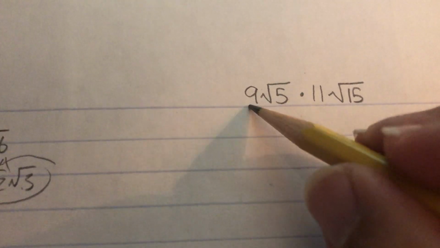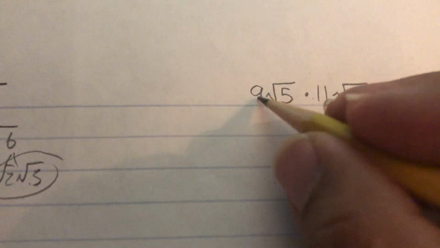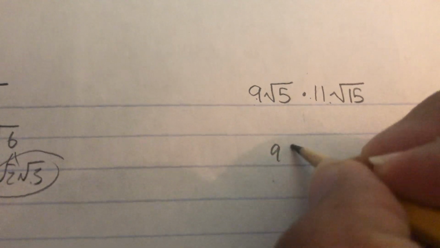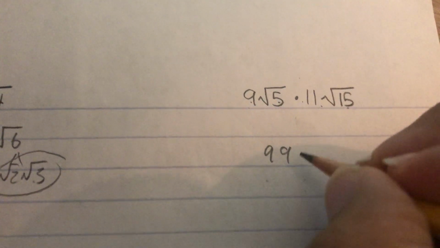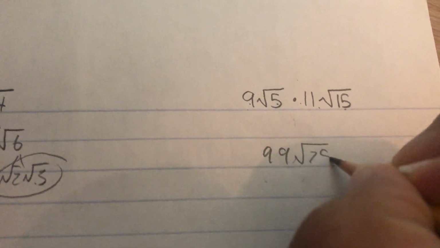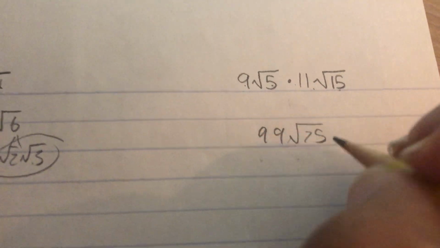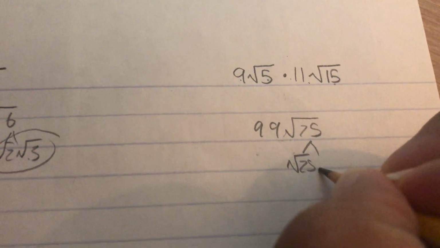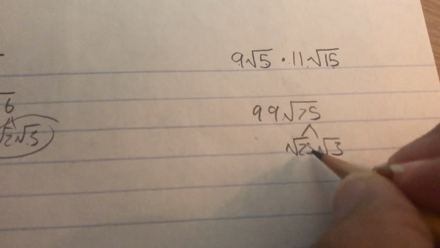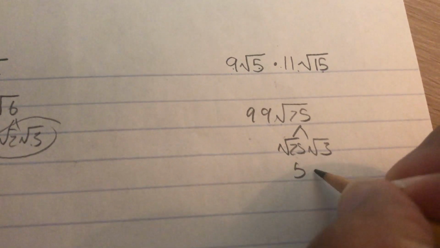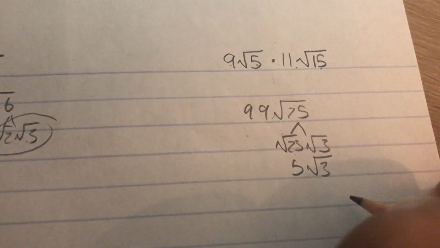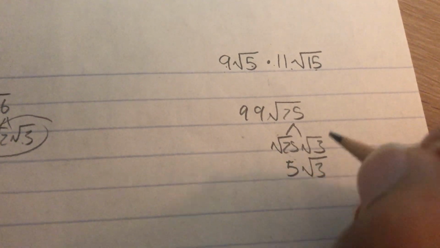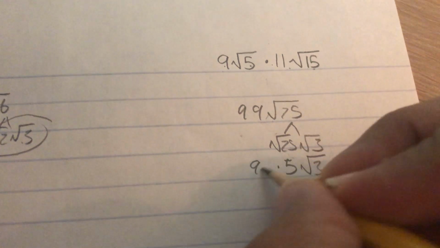Here, you're multiplying. So 9 times the 11, so you're going to multiply the whole number with the whole number, so that's going to make 99. And you're going to multiply 5 times 15, so that makes 75. Now I can simplify the 75. That's the square root of 25 and the square root of 3. I know the square root of 25 is 5. I can just go to it. And the leftover number is square root of 3. So now 5 is outside with the 99.